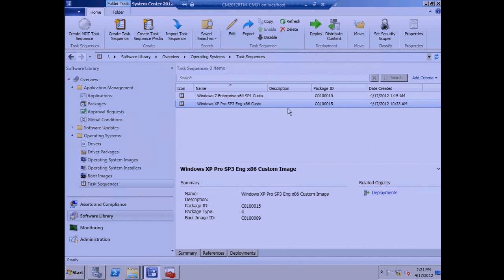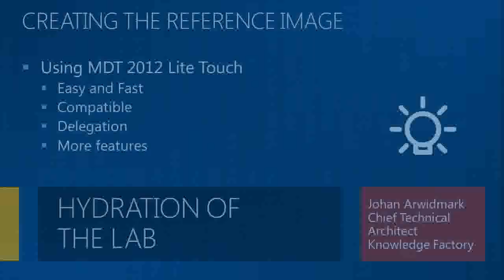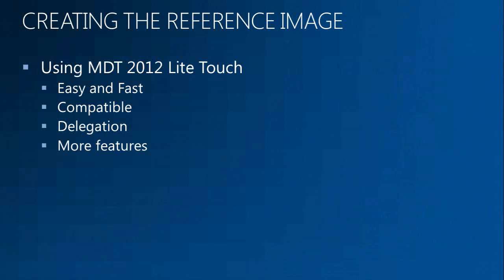But to be able to do OSD stuff, we need to have a reference image. Because if you try to take the default Windows 7 media and deploy it through Config Manager 2012, you will find that your Windows installation directory ends up on the D drive, which is most likely where you don't want it to be. You would be surprised to see how many applications will actually break just because you had it on the D drive. So you need to create a reference image.